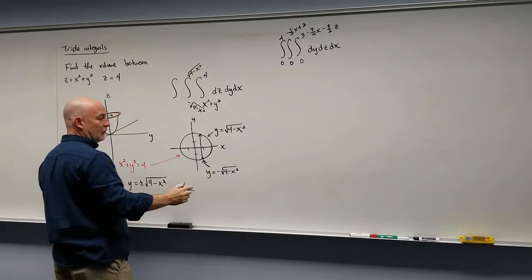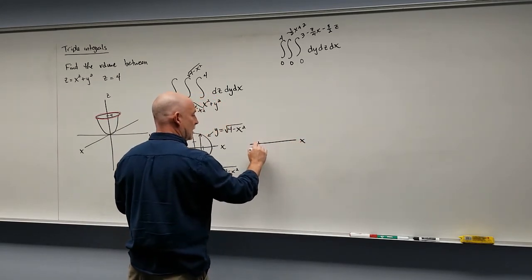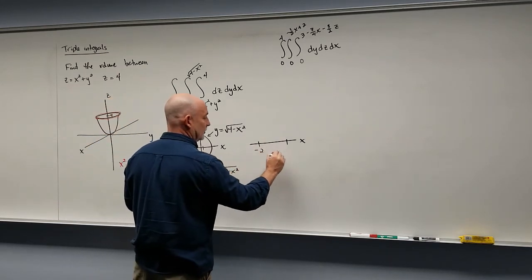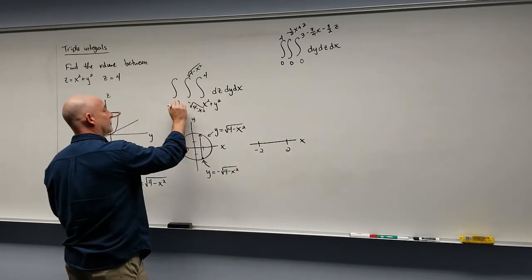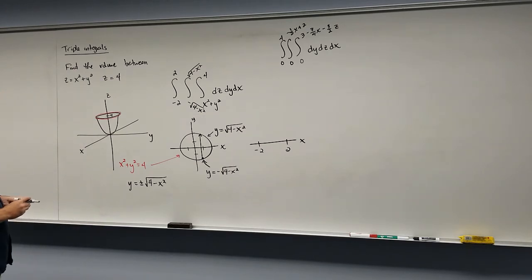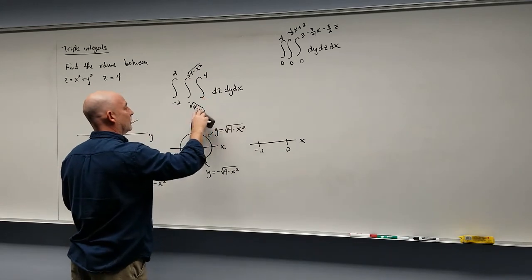Now that we've taken out the y's, think about this thing collapsing down just to the x-axis. What does x run from here? Well, it's going to run from negative 2 to positive 2. All right, so that's setting this up in our rectangular coordinate system.